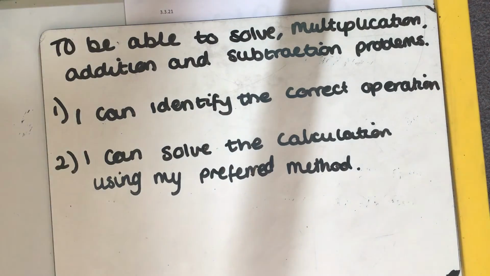which I'm sure you all did. Have a look at the learning objectives and success criteria. Our learning objective today was to be able to solve multiplication, addition and subtraction problems. 1, I can identify the correct operation. 2, I can solve the calculation using my preferred method. If you think you've met those success criteria, leave yourself a comment at the end of your paper, or just reflect on it and think, how did you think you did with those success criteria? Did you meet them? Or think about maybe what you could do to improve next time.